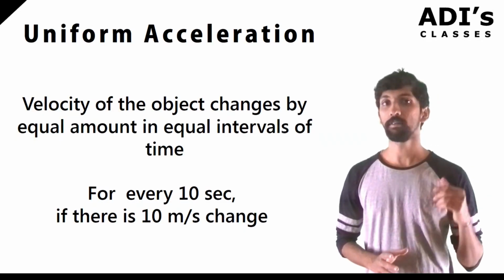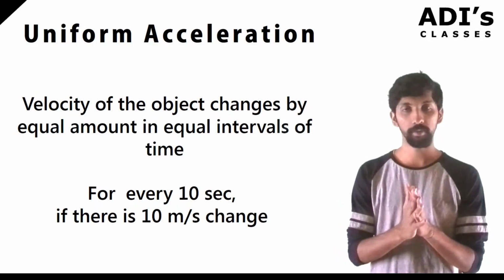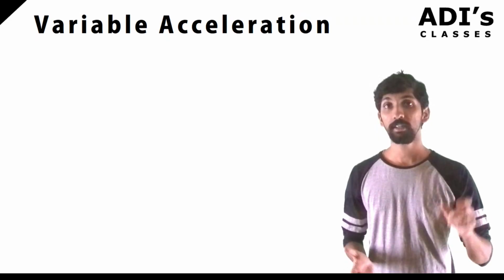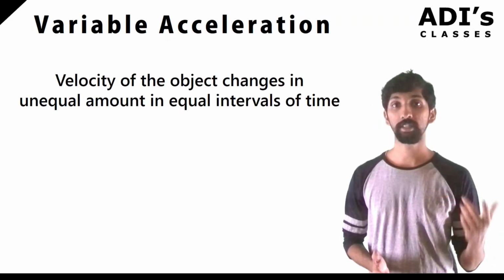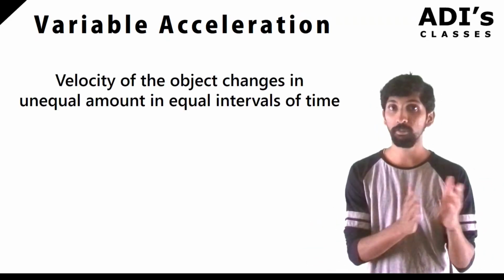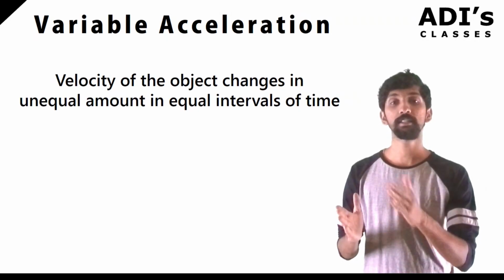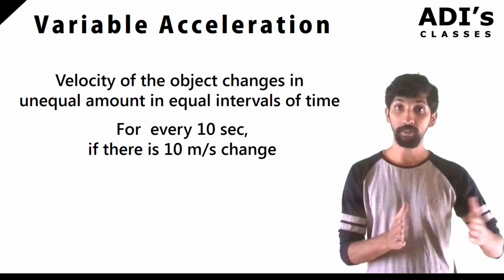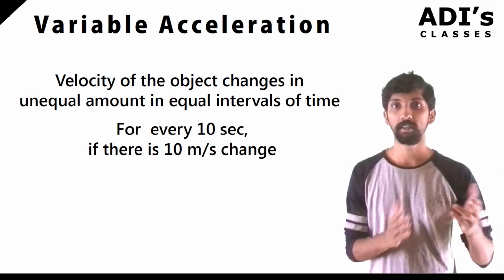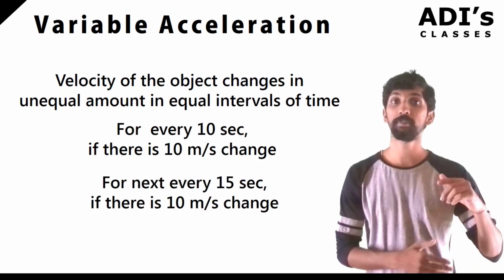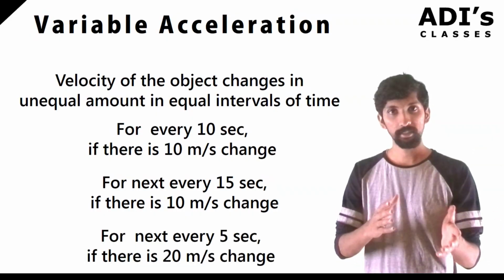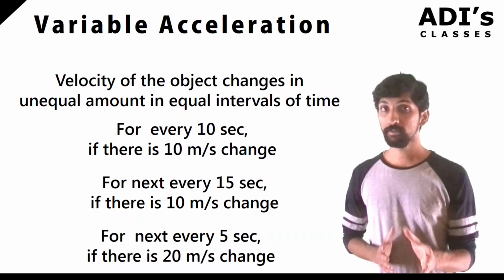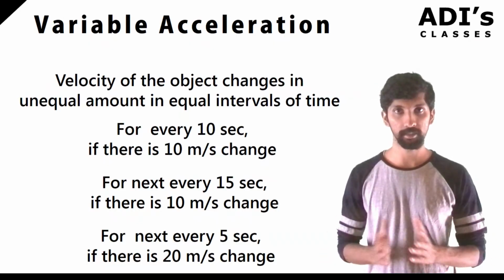Then comes variable acceleration. The name itself suggests that it changes, meaning the change in velocity and change in time are not equally moving. Like for the first 10 seconds, I increase the speed by 10 meters per second. Then for the next 15 seconds, 10 meters per second. Next, for 5 seconds, I increase by 20 meters per second. See, like this. So this is variable acceleration. Most of the times, whatever we do, it's variable acceleration.